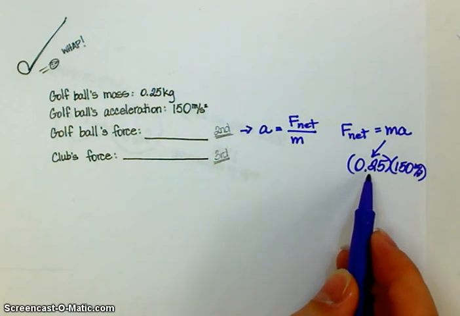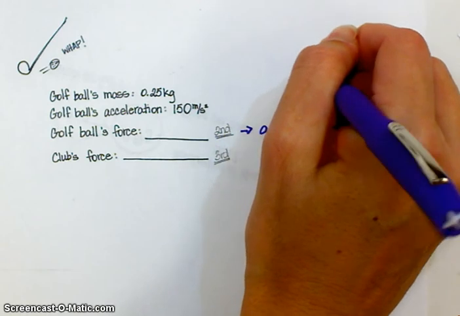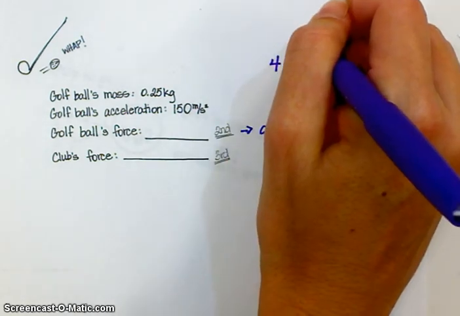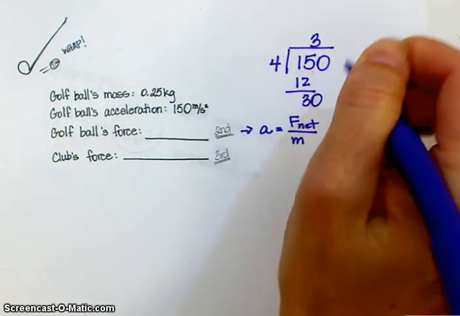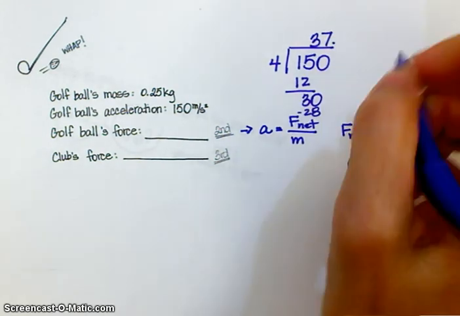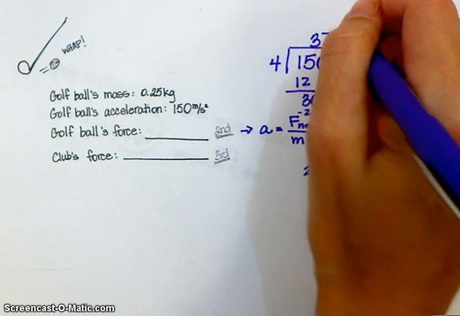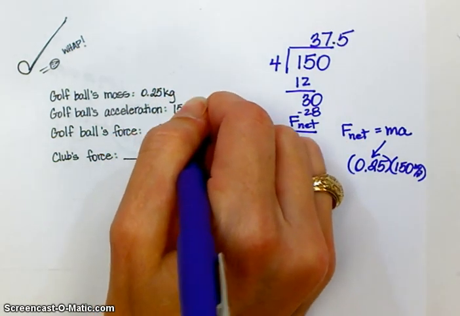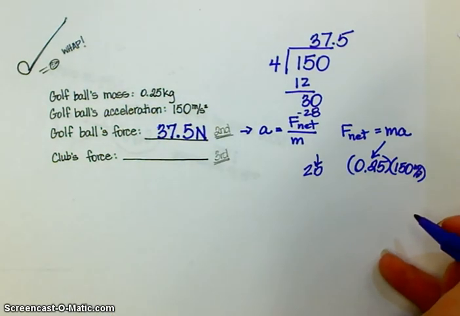0.25 is 1/4. What's 1/4 of 150? I think it's 37.5. 4 will go into 15 3 times, and you're going to have a 2 left, bring down a 0. Yep. All right, so the force on the golf ball is 37.5 newtons.